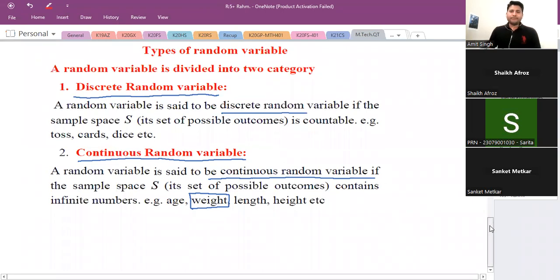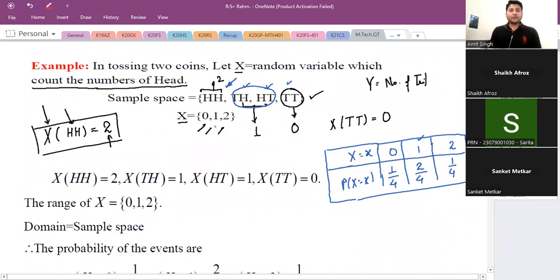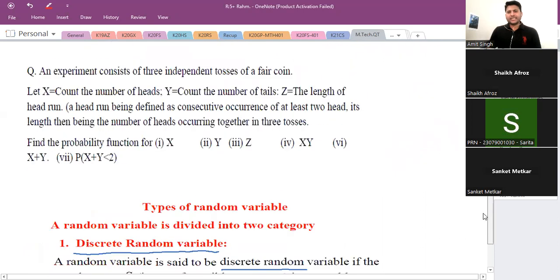For example, in the example I took initially, the possible values of the random variable are 0, 1, 2. So they are integral values, and this random variable X we call a discrete random variable. If it takes continuous values, then such a random variable we call a continuous random variable. For example, the continuous production of a machine can be considered a continuous random variable. So there are two kinds of random variable: one is discrete and the other is continuous.